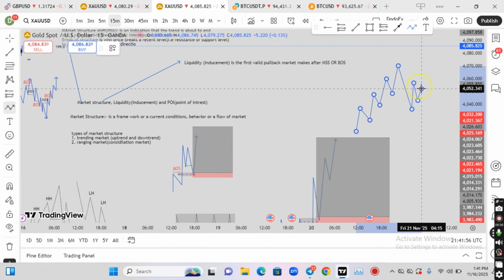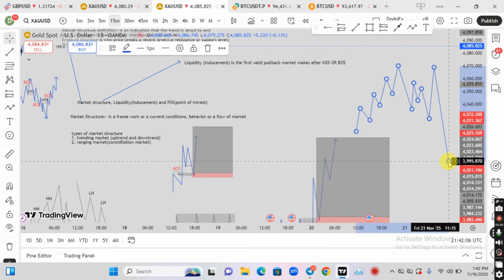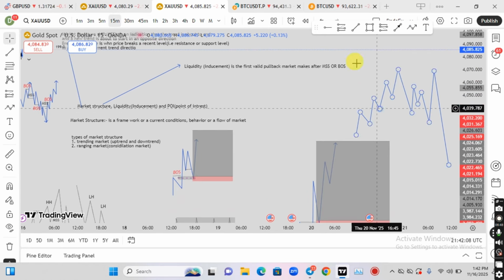Sometimes it will pull back here, sometimes it will come back and even cover more past itself before it now taps to my entry point here. Then they now move on a sell. Let me give you an example.